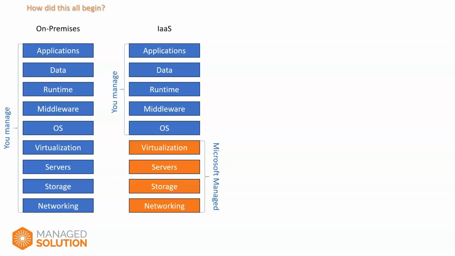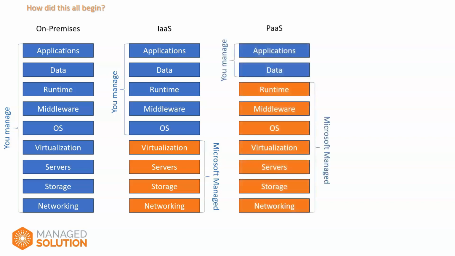But in reality, the physical nature of this is really Microsoft managed. What you manage is the type of operating system you want to put on there, any kind of middleware, runtime libraries, how your data is going to connect, and your applications and how that's going to integrate. The next level is platform as a service. Now, this goes up a little bit more in the layers, where runtime, middleware, and the operating system are already taken care of for you. All you need to do is focus on your data and applications.